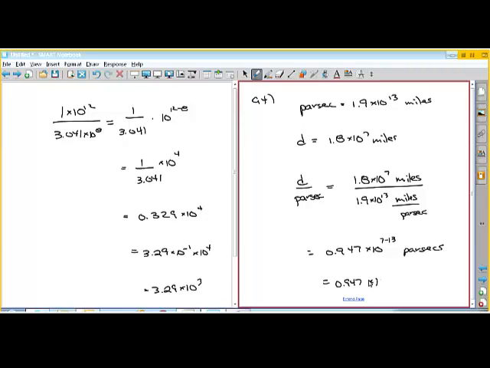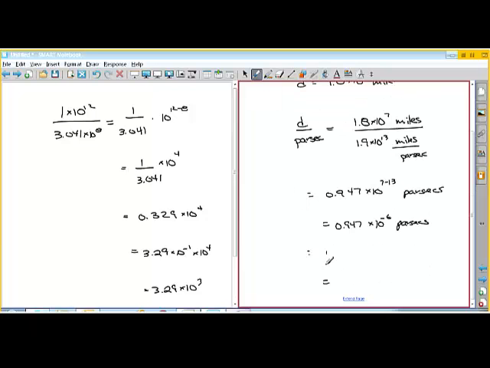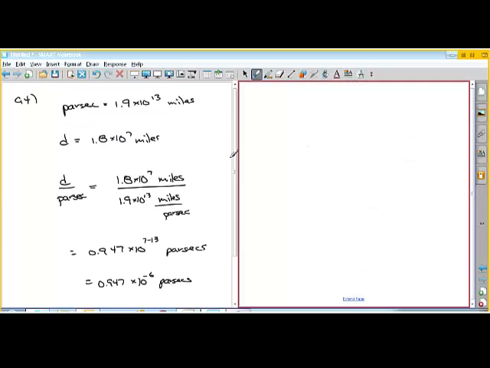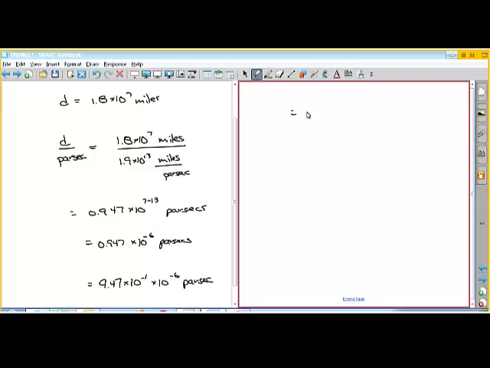So that's 0.947 times 10 to the minus 6 parsecs. Again, I'm going to want a number between 1 and 10 to get the right final units. So I'm going to move that to there. So 0.947 is 9.47 times 10 to the minus 1. Then multiply it by 10 to the minus 6. So the final answer is 9.47 times 10 to the minus 7th parsecs.